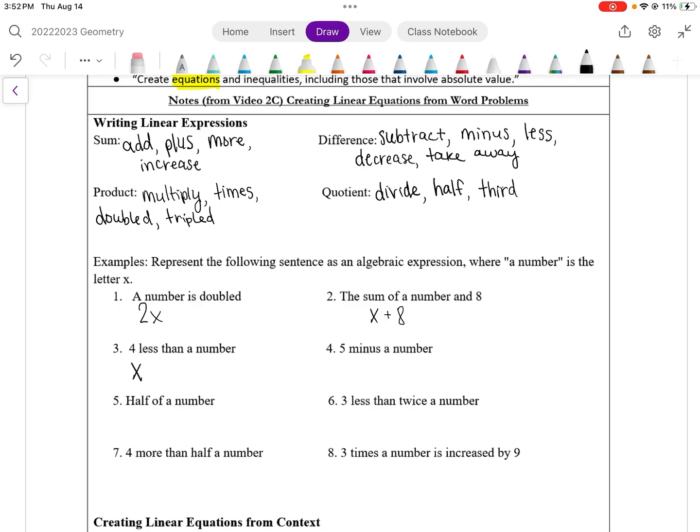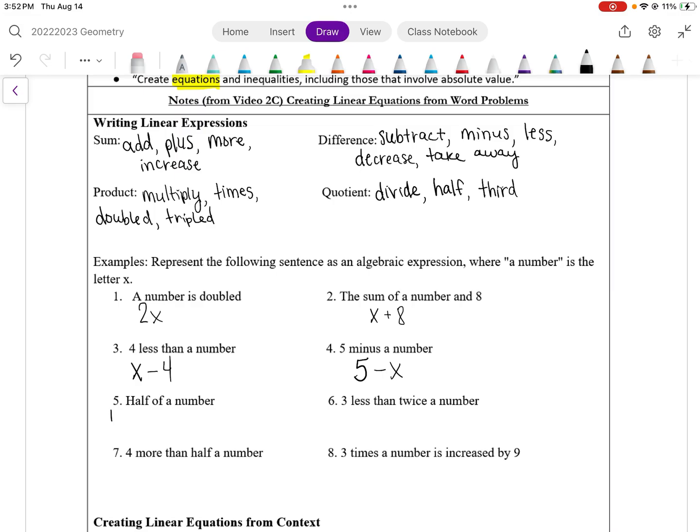4 less than a number. So if I'm doing 4 less than a number, my number is x. 4 less means I'm subtracting 4. So x minus 4. 5 minus a number. Should be 5 minus x.